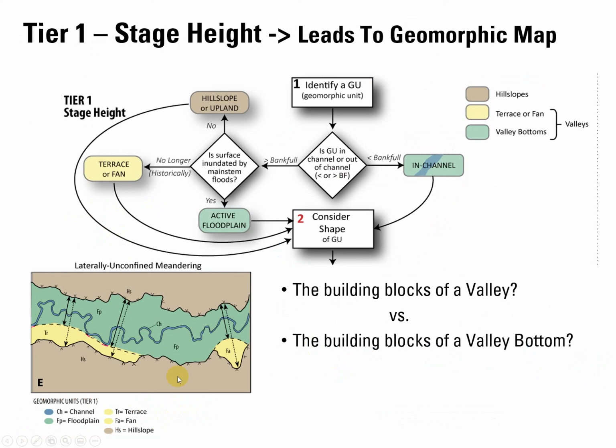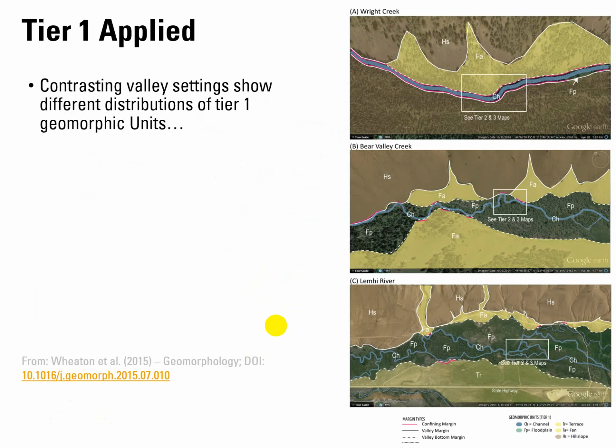Okay, so starting with that tier 1, we've been through this, right? Come in, you land, and really what you end up with are these sorts of geomorphic units, right? It's either a channel or it's a floodplain. These would be part of the valley bottom, or it's a terrace or a fan, or hillslope. And so the building blocks of the valley in this case are the channel, the floodplain, the terrace, the fan, those are part of the valley. But the building blocks of the valley bottom would just be the channel and the floodplain, okay? So once you've done that, that's pretty easy. That's a nice, simple map, not very complicated, right?